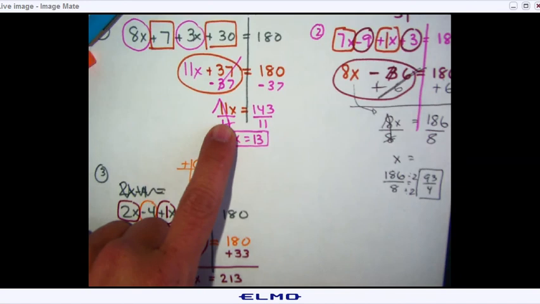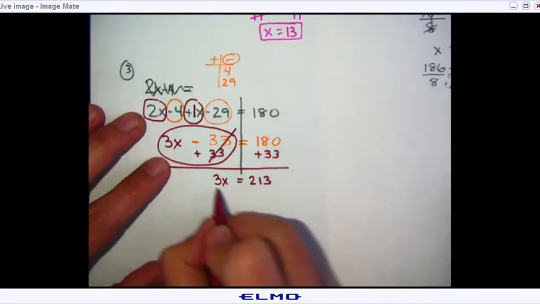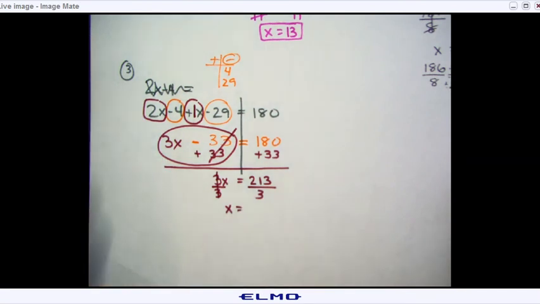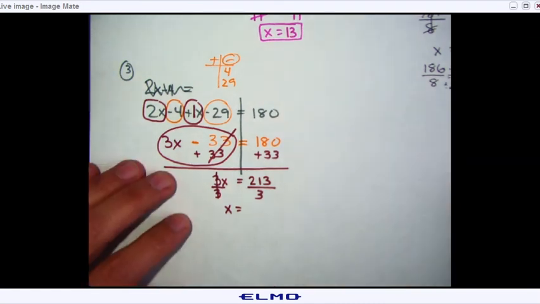When they're together, we divide, so you do the same thing. Divide by 3. X equals 213 divided by 3, and it's a nice even number. And what do you guys get? Anybody? What do you guys get?